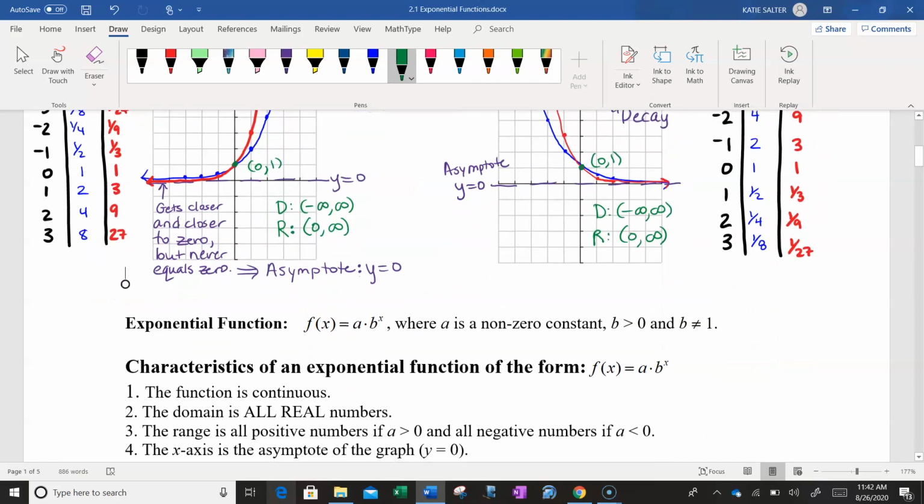All right, so in general, what is an exponential function? An exponential function is a function of the form f(x) equals a times b to the x, where a is a non-zero constant. We call a our initial value. It's kind of like your vertical stretch or shrink, but it can't be 0 because if it was 0, your whole function would just be 0. And the base must be greater than 0, but the base cannot equal 1.